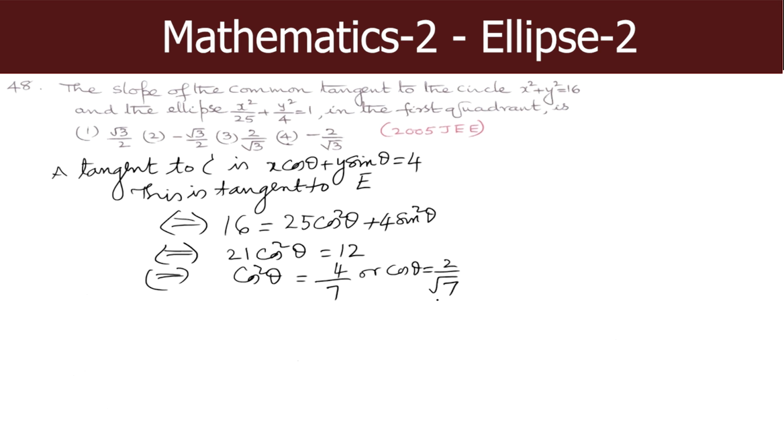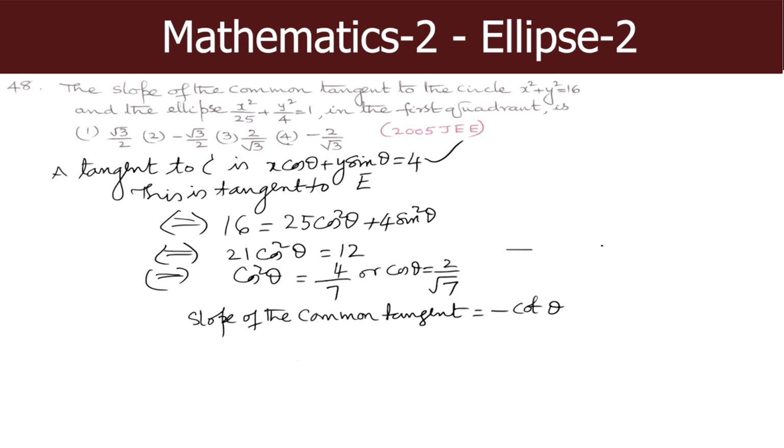Now, this line is a common tangent for both the circle and the ellipse for the value of cos theta equal to 2 by root 7, where theta is positive. So, what is the slope of the common tangent? It is equal to minus cot theta. Look at this, x cos theta plus y sin theta equal to 4 has a slope minus cot theta.